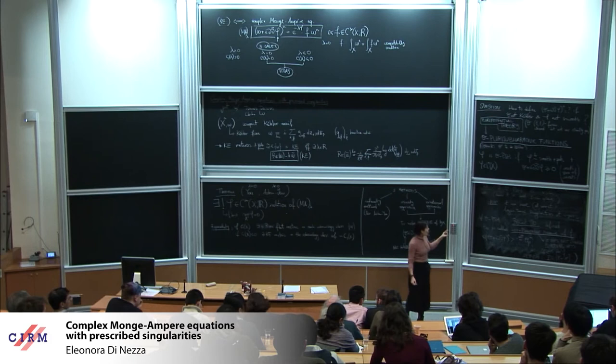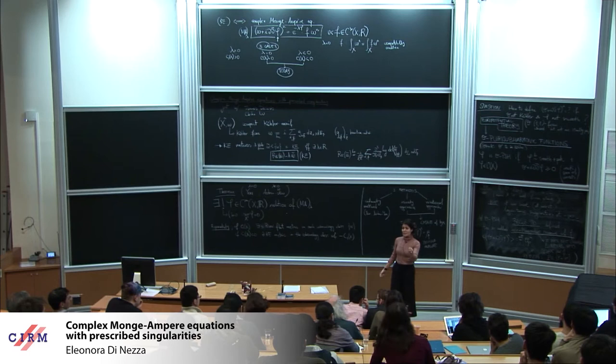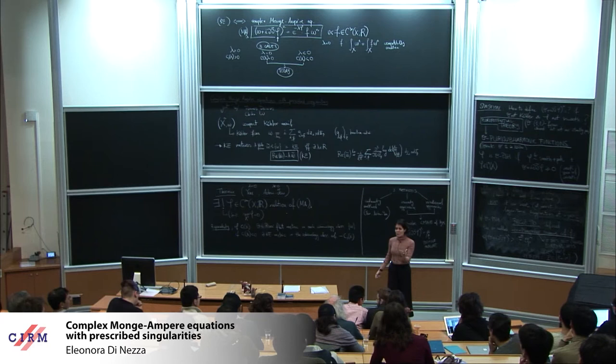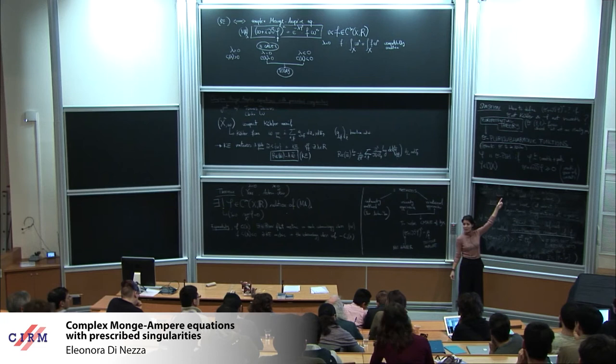Of course, but theta also has to be Kähler in that case. So if there exists a smooth representative such that omega plus i dd bar of phi is positive, then the cohomology class is going to be Kähler.